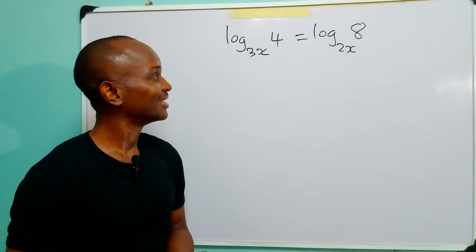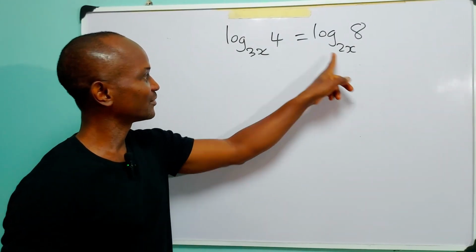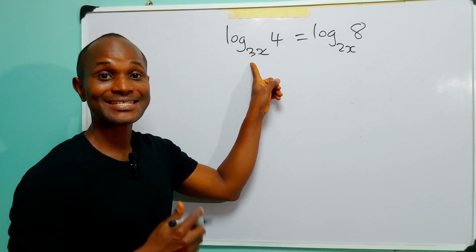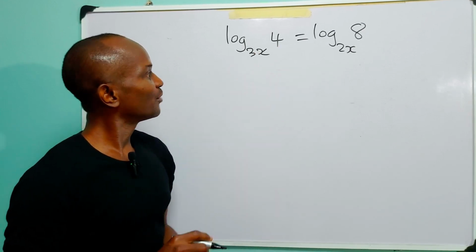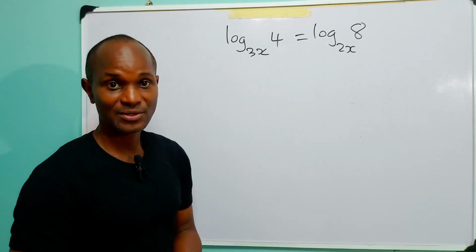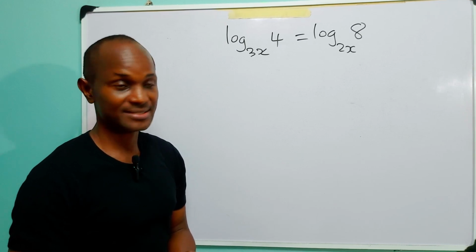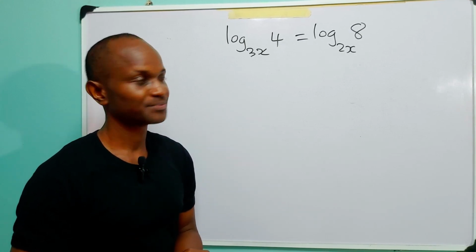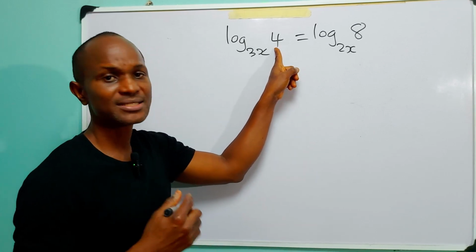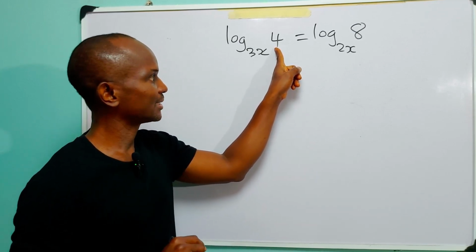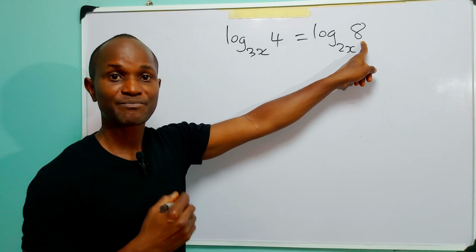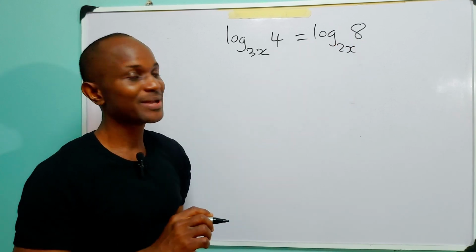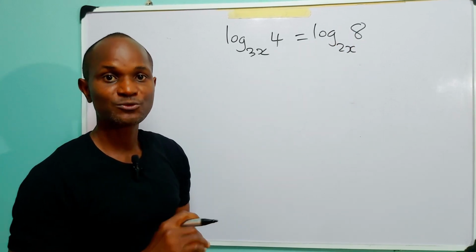Hello and welcome. In today's tutorial, we have a log equation in which the unknown x is in the base. Obviously, the first step to solving this equation would be to change the base. But then the question becomes, what base do we change to? Now, when you look at this number, this is number 4, 2 squared, and this is number 8, 2 cubed. So it would be best for us to change to base 2.